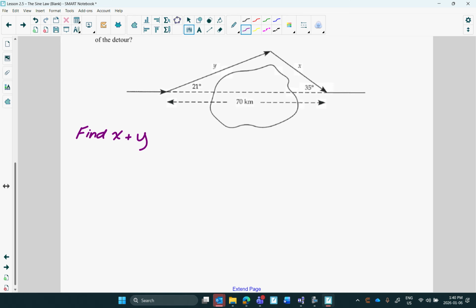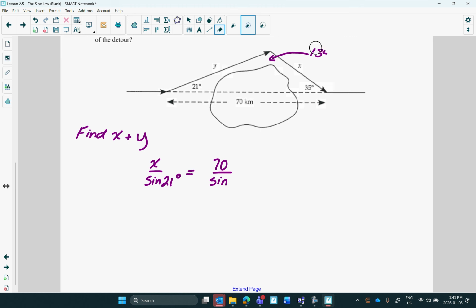So I can go x over sine 21 equals 70 over sine what? Can I find this angle? Yes. Add these two together, subtract it from 180. What should I get? 124. Yeah, 124.